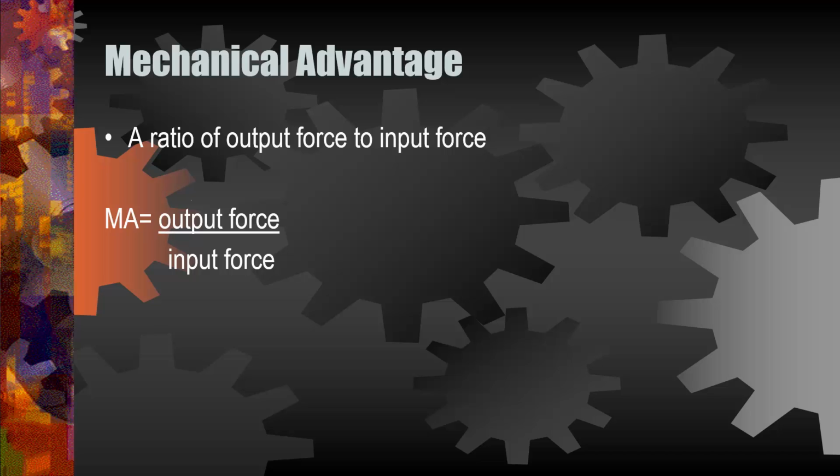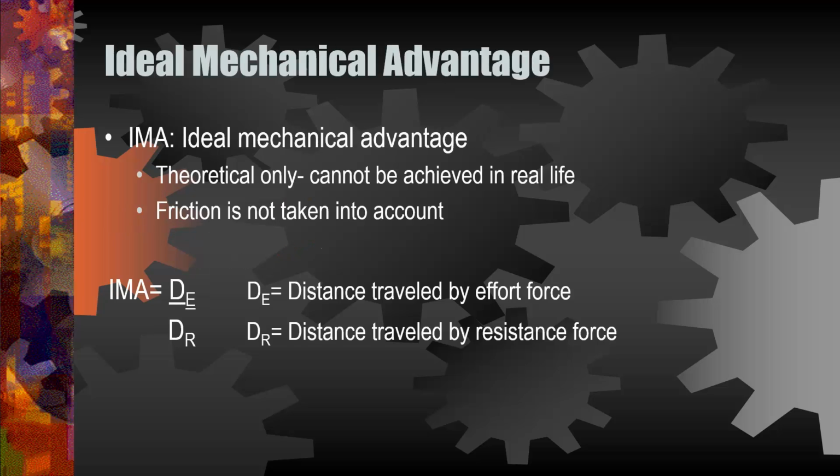All mechanical advantage is a ratio. So we have the output force over the input force, okay? And that gets us a ratio. Now, there are two types of mechanical advantage. One is ideal, one is actual. The ideal mechanical advantage is purely theoretical, okay? It cannot be achieved in real life. This is because friction is not taken into account for ideal mechanical advantage, all right? We will get into actual mechanical advantage here in just a minute, but ideal mechanical advantage is important for us to figure out efficiency, which we will have to determine in 4-5.